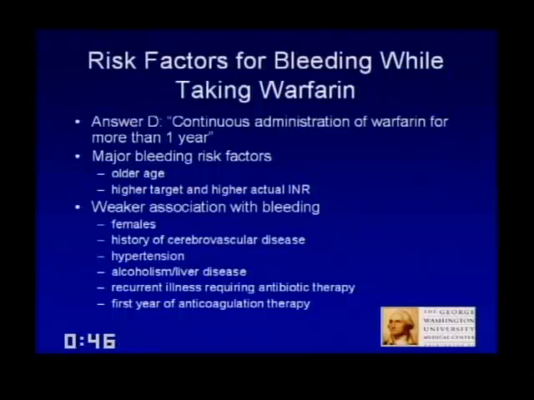long. In addition, females, patients with a history of cerebrovascular disease, patients with a history of hypertension, alcoholism, and liver disease, patients with recurrent illnesses who are on antibiotics, and patients during the first year of their anticoagulation therapy are more likely to bleed, as opposed to patients who've been stable on their anticoagulant therapy for a long period of time.